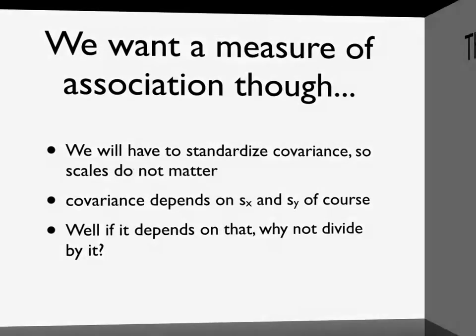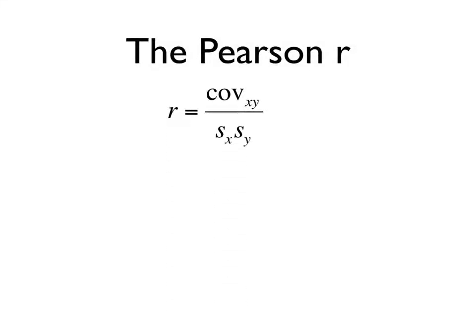We're going to divide by the product of s sub x and s sub y. And that's going to give us what's called r, the Pearson r. Or as it's also known, the Pearson product moment correlation coefficient, which no one calls it, everyone calls it r. You shouldn't just call it r because there's a lot of different kinds of correlation coefficients, but Pearson r is fine. So that's the covariance divided by the standard deviation of x times the standard deviation of y. So this is going to standardize it so it doesn't matter if your heights are in inches or centimeters, if your income is in euros or dollars. Okay.